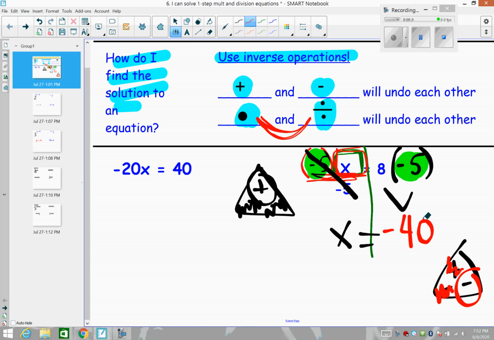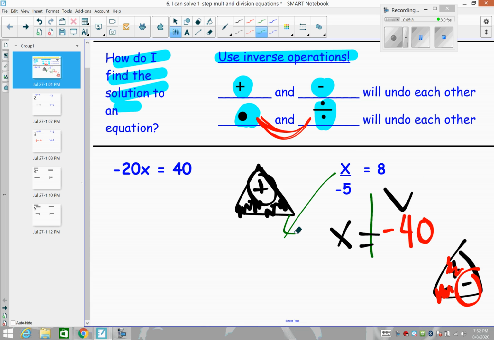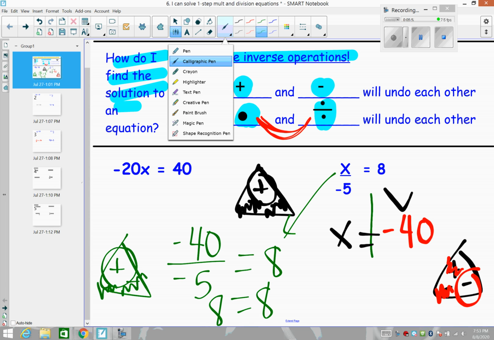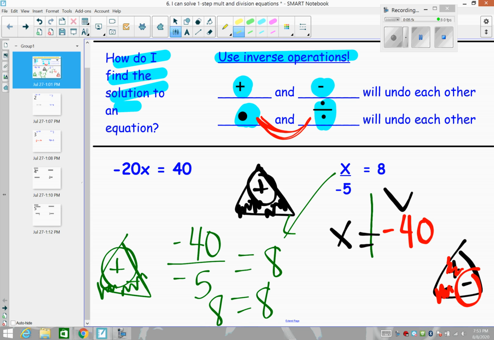So the check step. Is this the correct solution? I'm going to go back to the original problem. I have the beauty of using this stylus to be able to do that. So let's check it out. Is it true that negative 40 divided by negative 5 equals 8? Is that true? If I build myself a triangle, negative 40, negative 5 is positive 8. So is it true that the left side equals the right side? Yes. So we know that negative 40 is the solution to x.